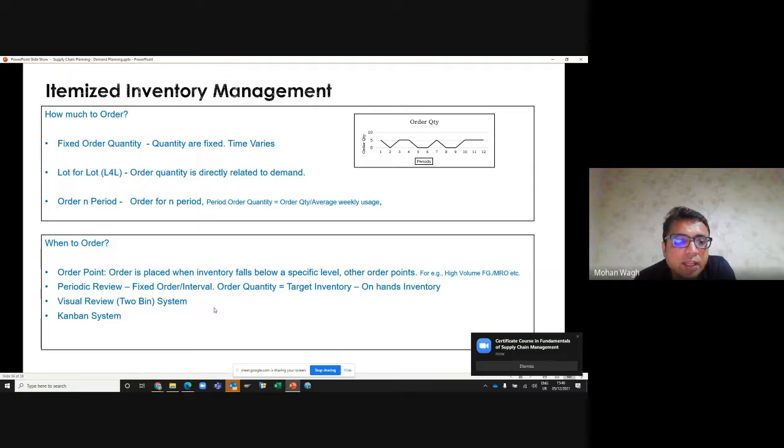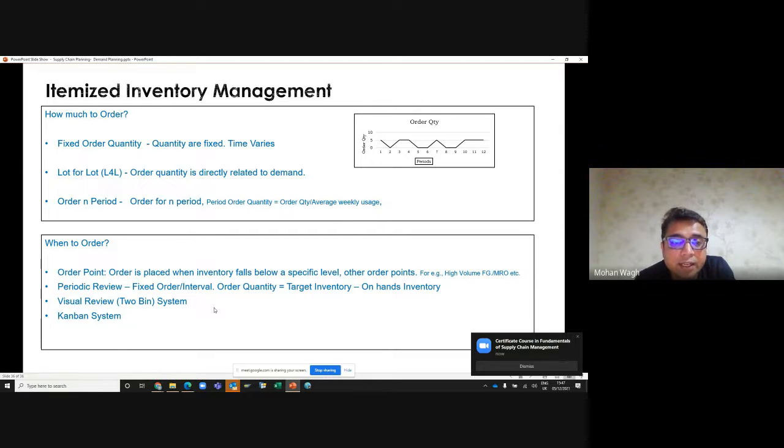The other one is lot for lot. It means the order quantity is directly related to the demand. So in the first one, our order quantity is always 5. In the second, the timing might vary, and the demand might vary. Maybe in the first week someone can order 10, in the third week it may order 15, depending upon the sales or the consumption of the inventory. This technique is used.